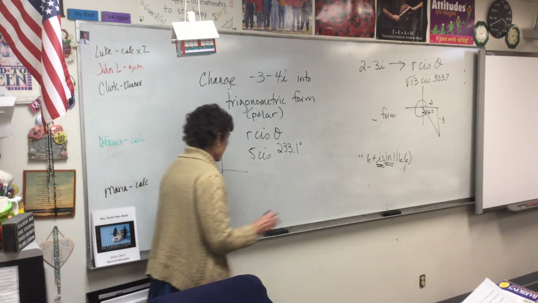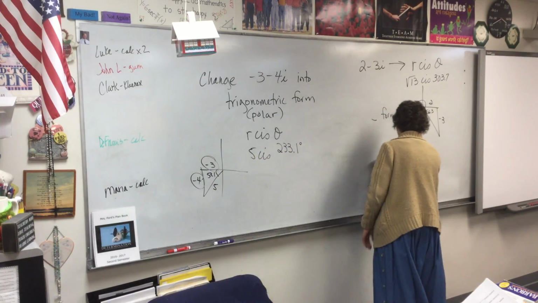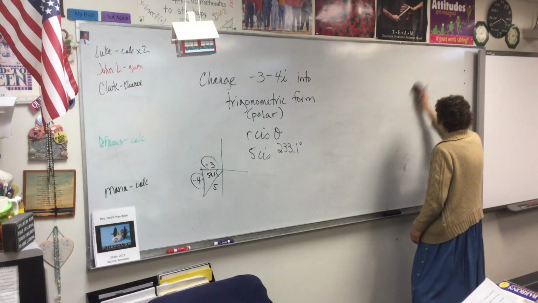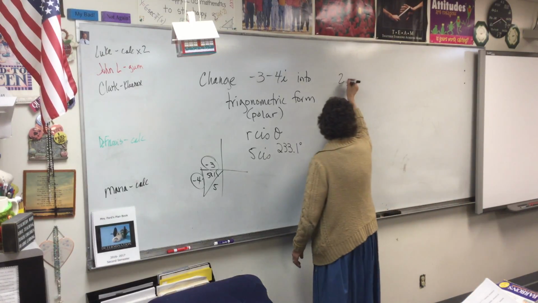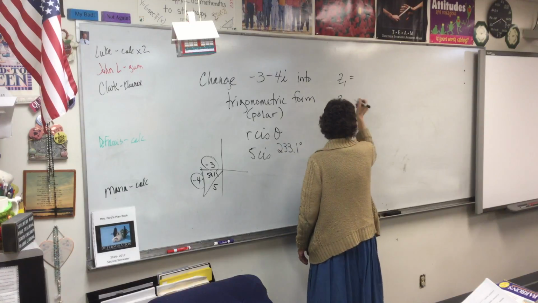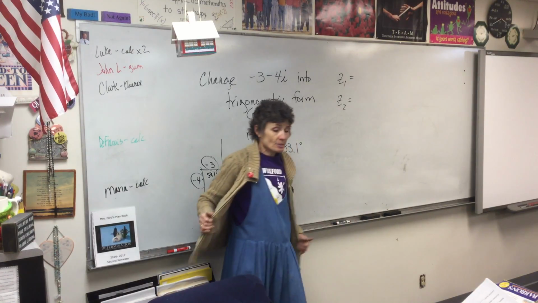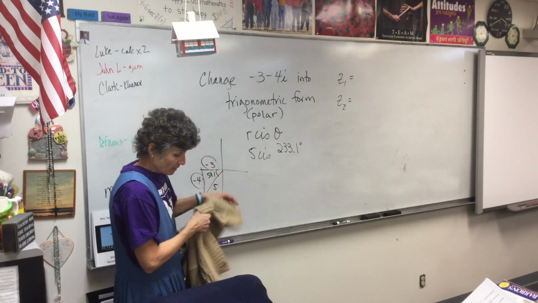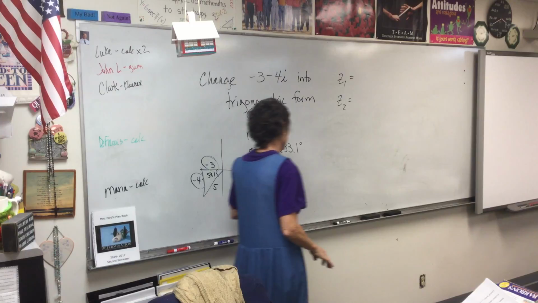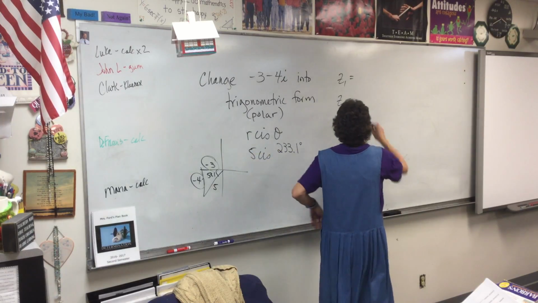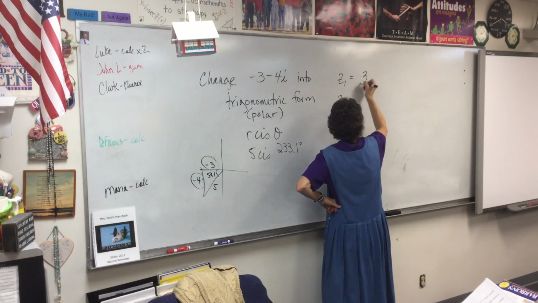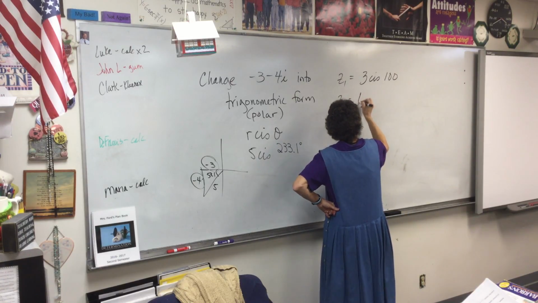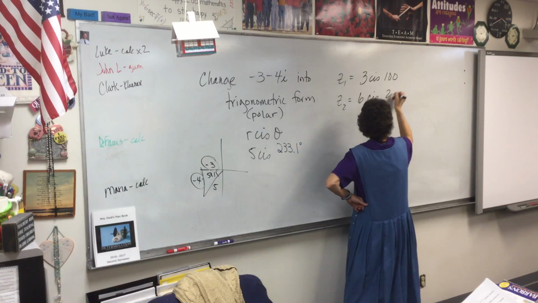All right, so here's the next thing. Let's suppose that I have 2 complex numbers. And to use the same notation as your book, I'm going to call them Z sub 1 and Z sub 2. And these 2 numbers are 3 CIS 100 and 6 CIS 20.